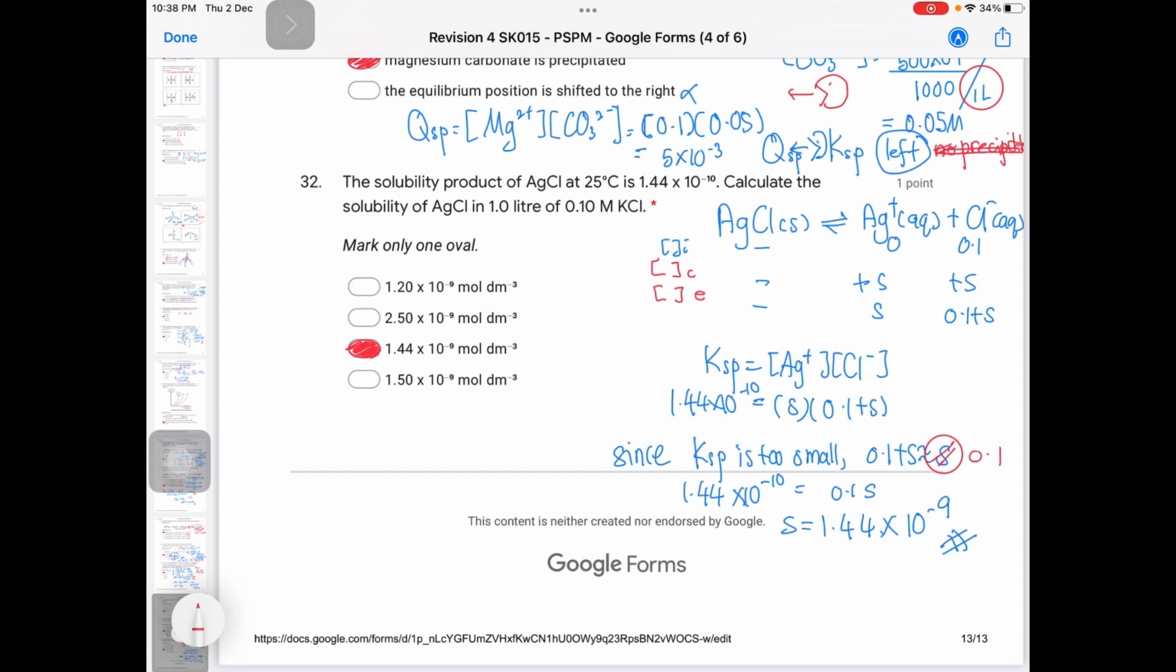So S is too small. So when we put into Ksp, 1.44 exponent negative 10 equals 0.1 times S. So S is equal to, we divide, it becomes 1.44 exponent negative 9. So the answer is the third option. Okay, so that's all for our discussion for revision 4. Thank you class.